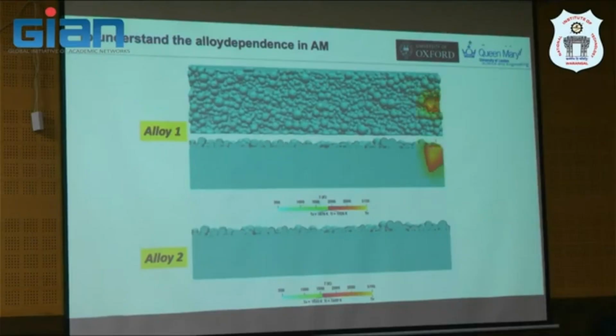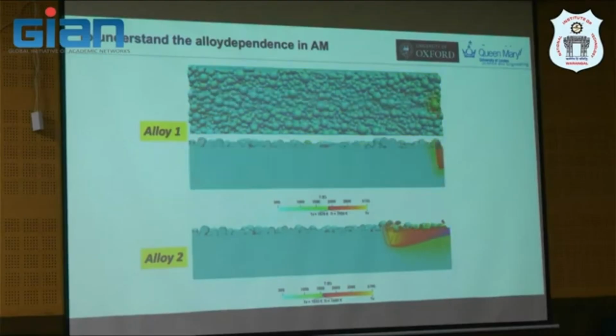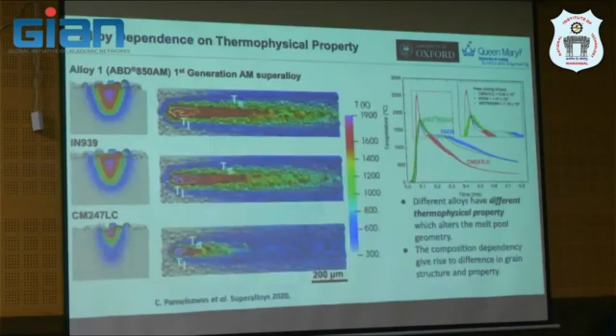Second is to understand the alloy dependency in AM. Let's say you have the first material, as I said, with a very thin blue zone, which is a mushy zone, compared with alloy number 2. You have quite a large zone. This actually contributes to cracking, for example. So this is not preferable. You want something like this, for example. So this is the use of the model, if you like. But without a model at this length scale, it's almost impossible to get this information.